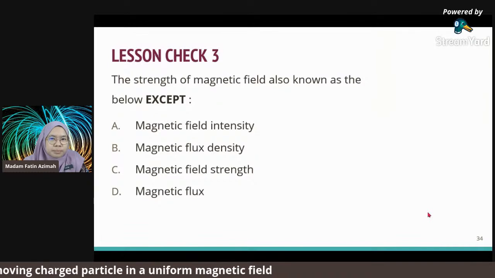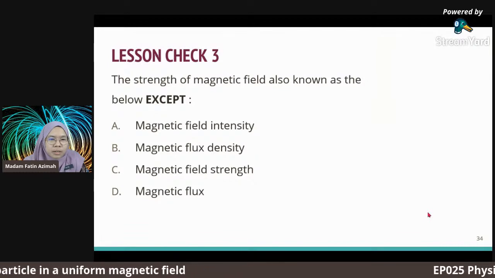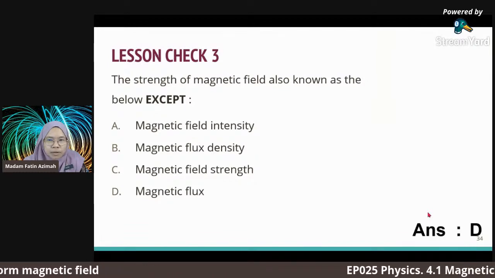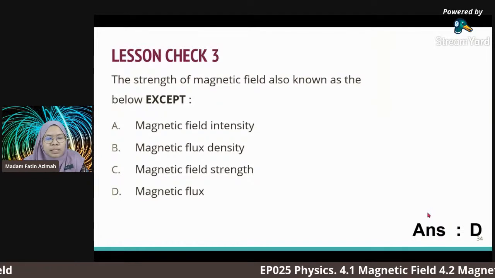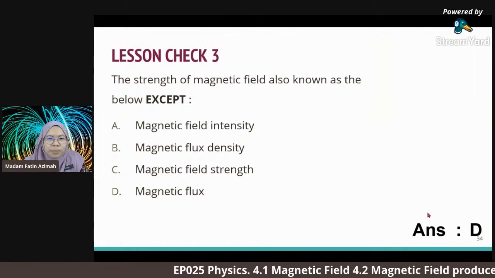Okay, time's up. All except magnetic flux. Magnetic flux you will learn in the next chapter.